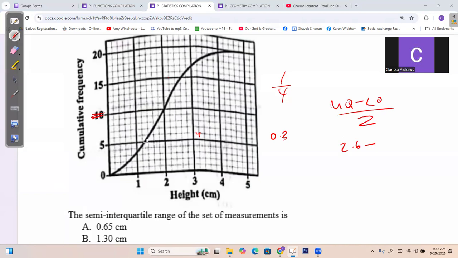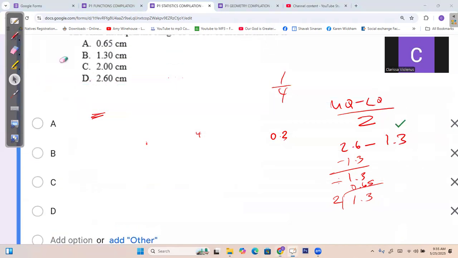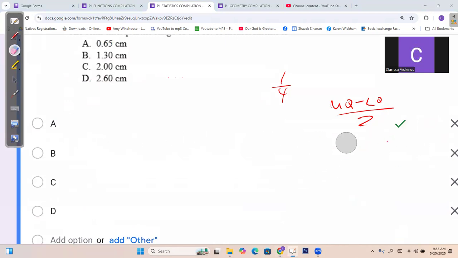Let me see. It looks like it's half. So if this is 1.2, 1.3, that looks like 1.3 to me. So when you subtract that, you get 1.3, but you've got to divide 1.3 by 2. Half of 13 is what? 6.5, so 0.65. So your answer is A, because 1.3 divided by 2.